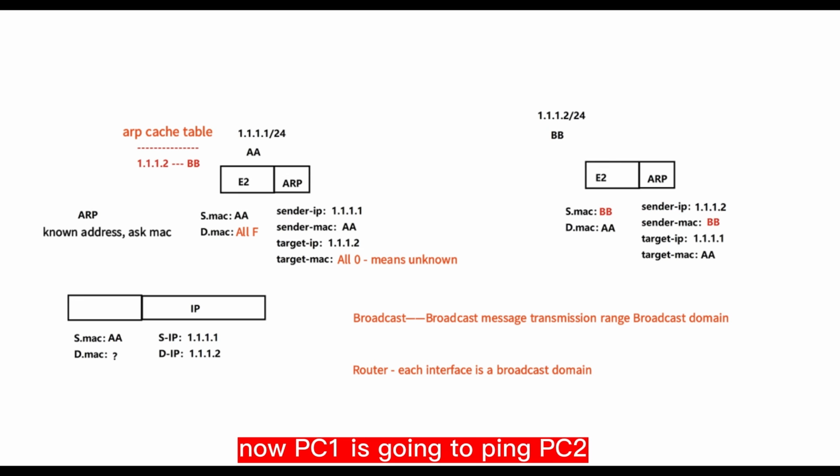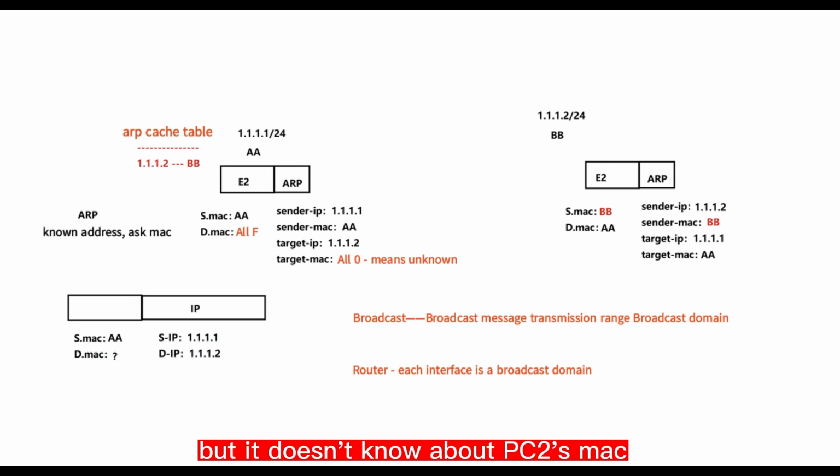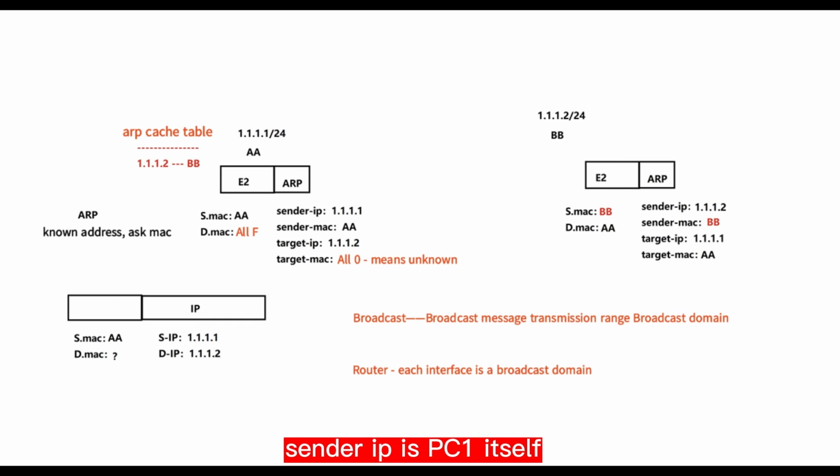Now PC1 is going to ping PC2, but it doesn't know PC2's MAC. It will send an ARP packet to ask. Sender IP is PC1 itself, 1.1.1.1. Sender MAC is AA. Target IP is 1.1.1.2. Then what is the target MAC?